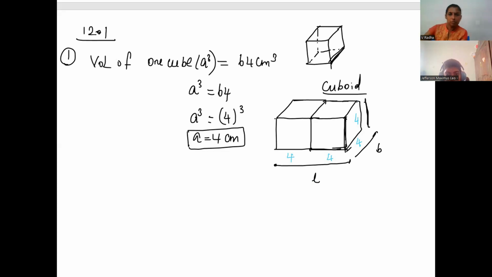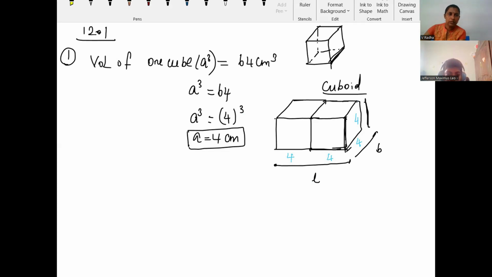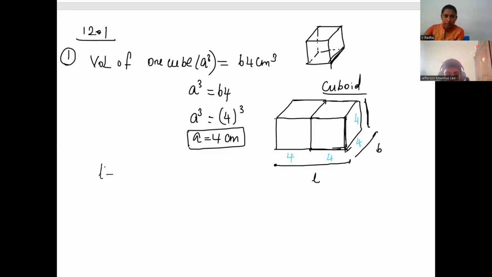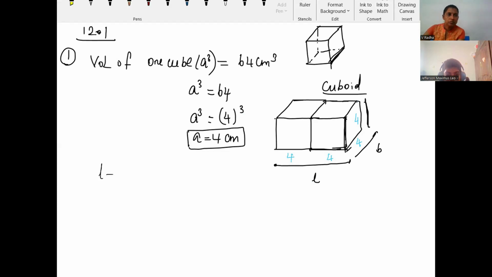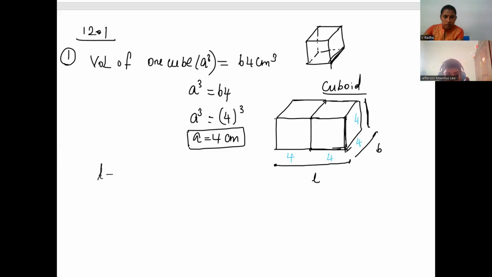Please say what is L now. That's a cuboid. What is L? 8. Very good. So L is equal to 8, breadth is equal to 4, and height is equal to 4.